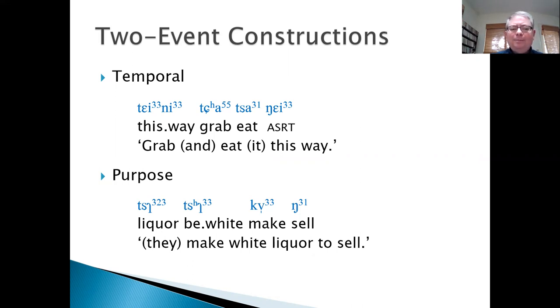In some cases, a serial verb construction will describe the purpose or the reason for an action. So that's what we see in the second example here. "Gvng" means to sell. "Gv" means to make. In this case, they're making a certain kind of white liquor, and they're making it in order to sell. So a serial verb construction would be used in that case.